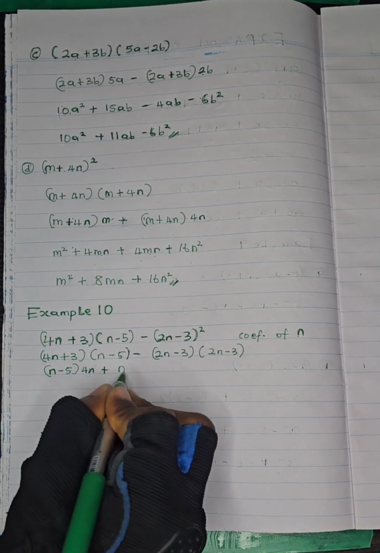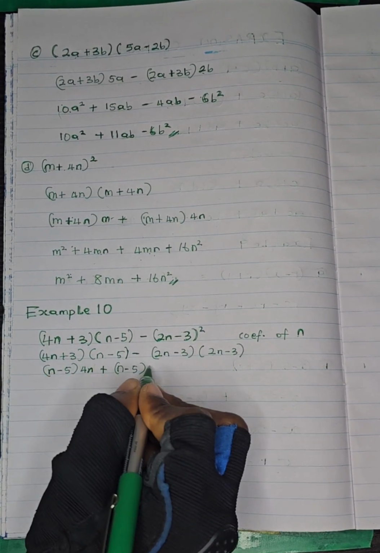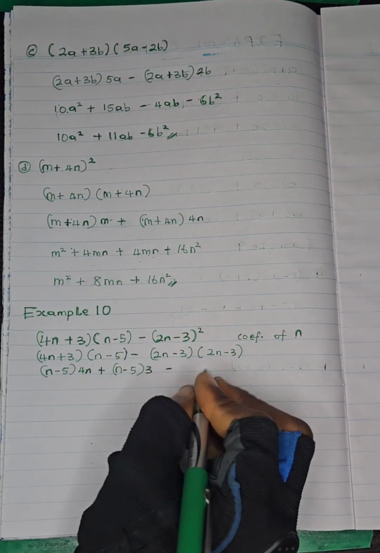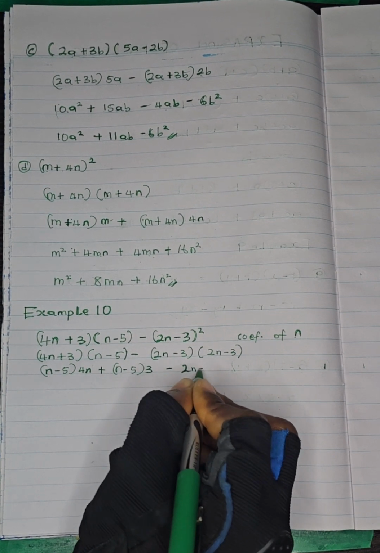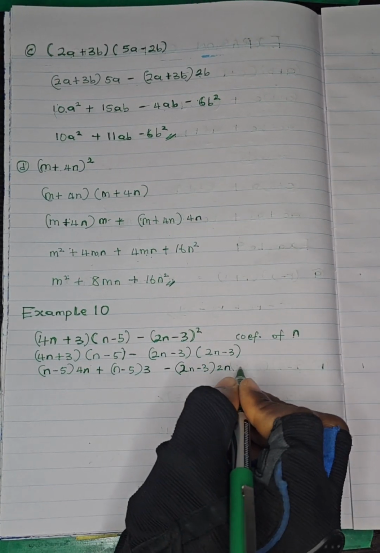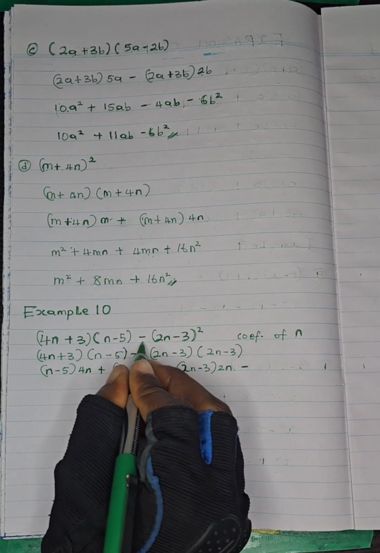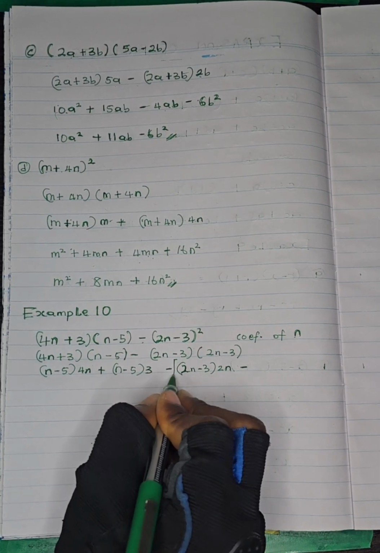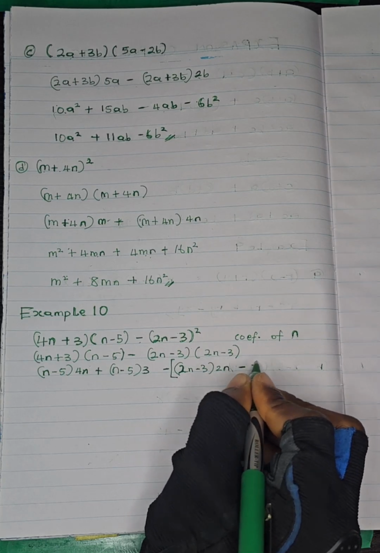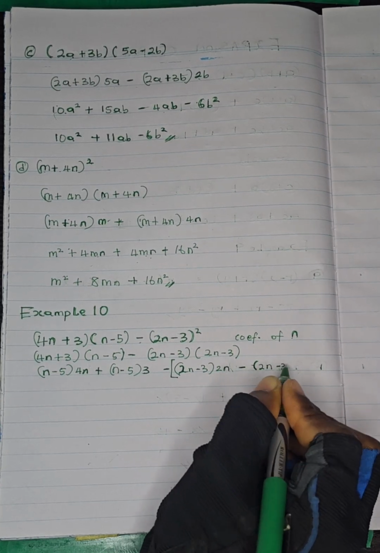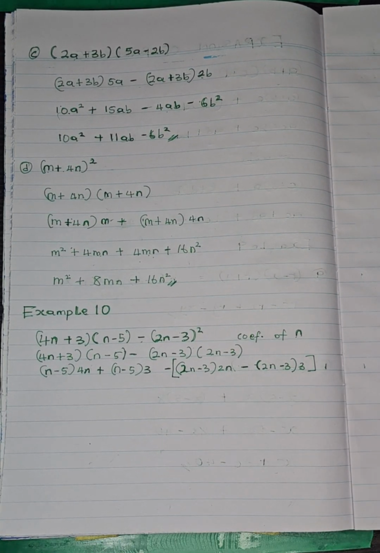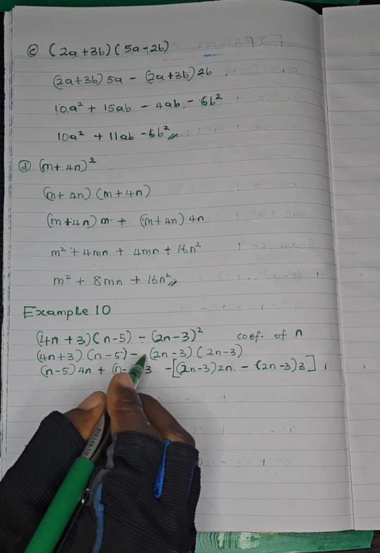plus the plus sign here, (n - 5) multiplied by what? 3, minus the minus sign here. We'll now go to the second one, (2n - 3) multiplied by what? 2n, the minus sign here again. So in this case, this minus sign is multiplying everything, so I'll put this all in another bracket. So the second one is (2n - 3) all multiplied by what? 3. Are we together? Because this minus sign is multiplying this, and this expression is the same as this.